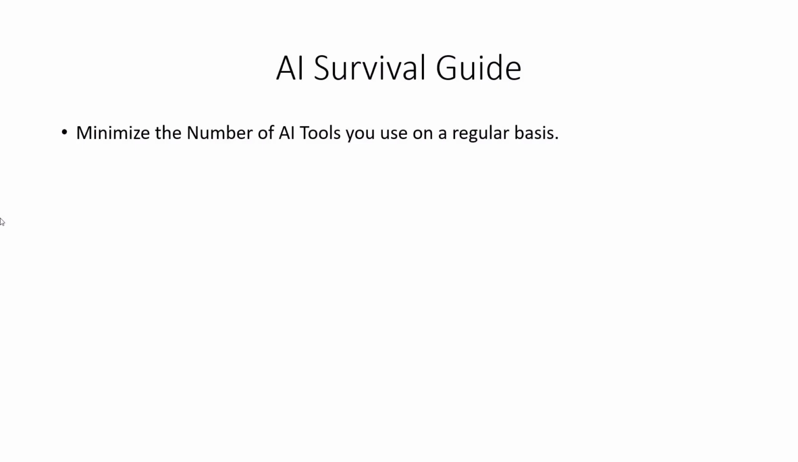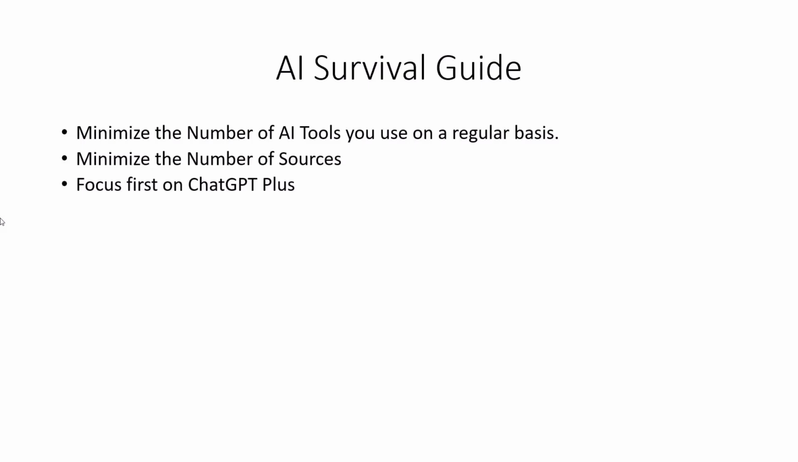Whether you're an information marketer or a marketer of your product or service, if you're going to use AI, you want to be aware of just the minimum number of tools you need in order to be effective. You want to minimize the number of sources that you are generating that AI from. What I suggest is that you focus first on ChatGPT Plus. It's not that ChatGPT Plus is going to be perfect. It is a paid subscription. It is something you've got to pay for monthly.